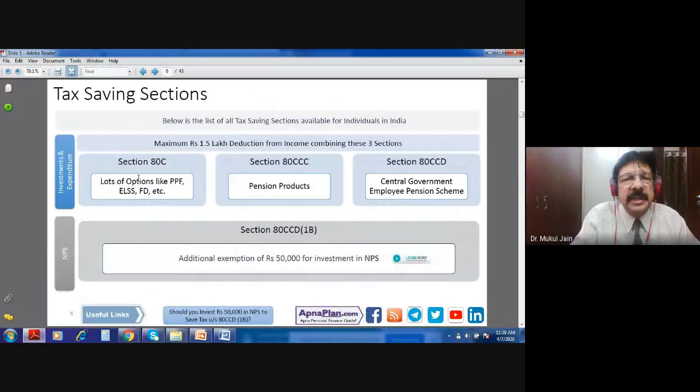So basically 80C, 80CCC and 80CCD, if you are seeing on this slide, are all under the limit of 1.5 lakh. So 80C we discussed options like PPF, ELSS, FD, etc. So various options are there. 80CCC is only for pension products, and 80CCD is for central government employee pension scheme.